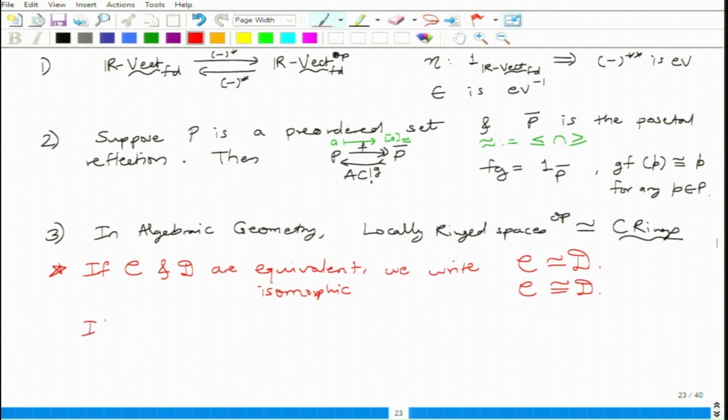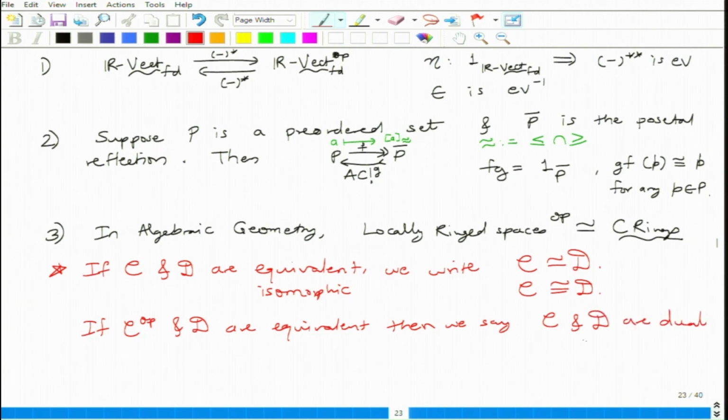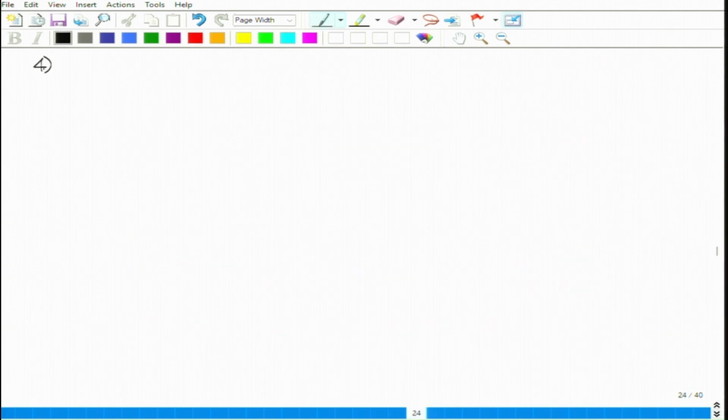And if C op and D are equivalent, then we say C and D are duals, dual equivalent. Okay, so dualities in mathematics come from this particular notion. So logic has got several dualities.